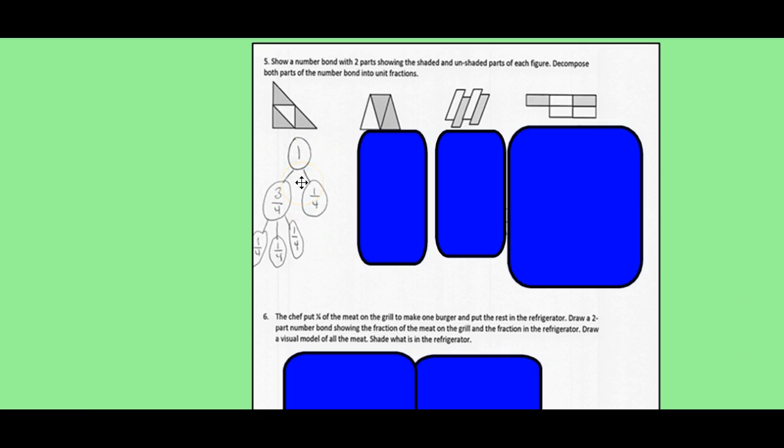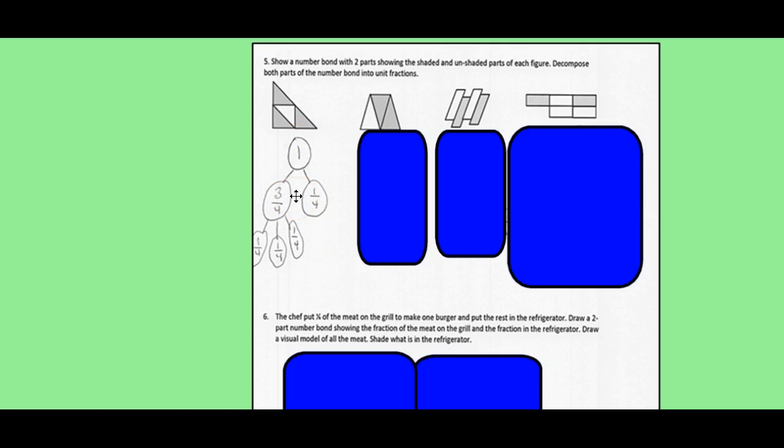I left this one uncovered for you, so you will be drawing this one on your paper. But they're taking the number bonds and they're breaking them apart into 2 different parts, the part that's shaded and the part that's not shaded. But they're also taking the part that is shaded, which is the larger fraction for most of them, or for this one, and they're breaking it apart into all of the unit fractions that it could be made of. So the direction says, show a number bond with two parts, showing the shaded and the unshaded parts of each figure. So that's what this part of the number bond is.